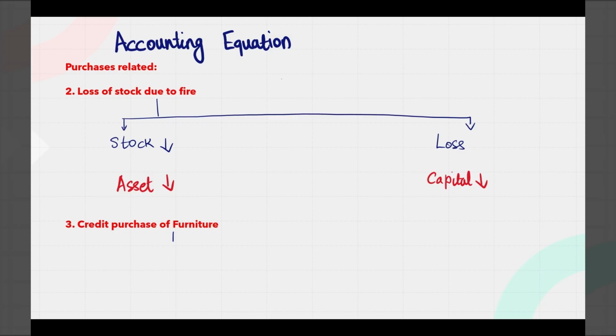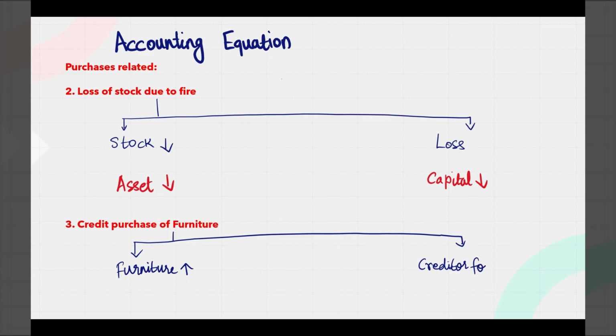Third is the credit purchase of furniture. Usually, when furniture is purchased for cash, which is what the problems generally give, furniture, which is an asset, comes in, and the other thing, we are making payment. So cash is another asset which is going out, and the net impact is zero on the assets. In case of a credit purchase of furniture, the furniture increases because we get the furniture, and creditors for furniture also increase. So there is an increase in assets on one side, and at the same time an increase in the liabilities on the other side. Once again, the accounting equation tallies.